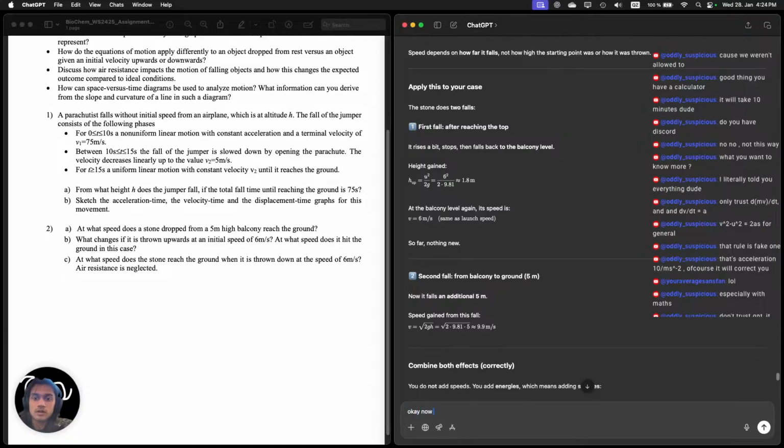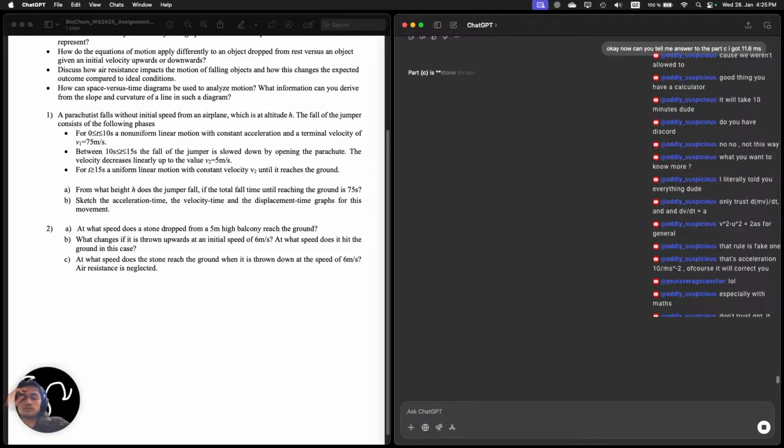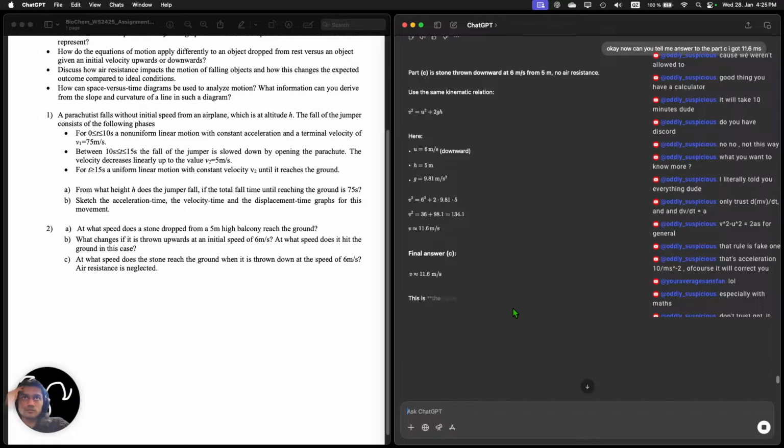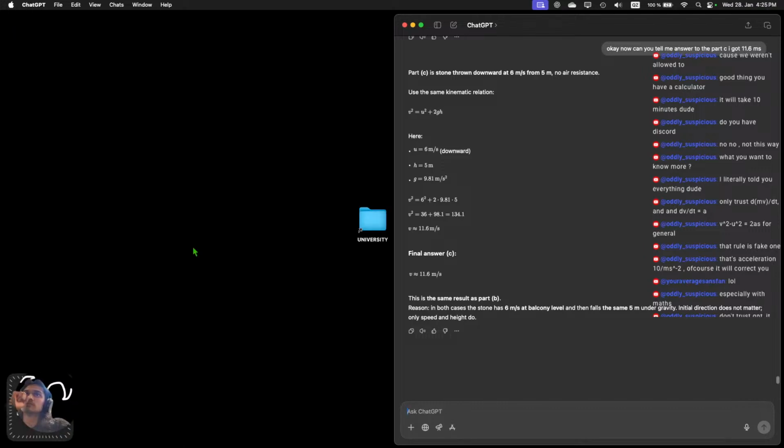Okay. Now, can you tell me the answer to part E? That's an interesting question. Well, that's done. v squared minus u squared is equal to 2as. x is equal to ut plus half g t squared. And there is one more equation I have to remember. t is equal to root of 2h by g or something like that.